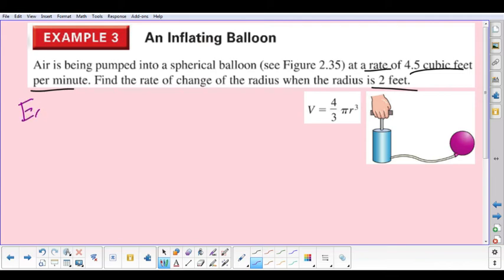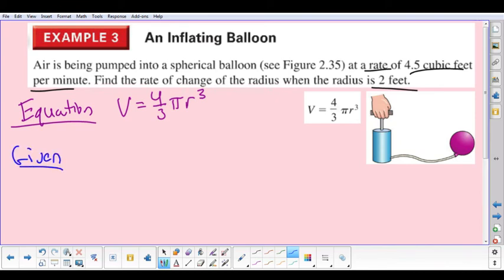Now, your first thing is your equation. You're not given an equation, but we're told that we're pumping up a spherical balloon. The volume of the sphere is V equals 4/3 pi r cubed. This is in either the front or the back of the book if you're looking for that. What are you given? Air is being pumped into the balloon at 4.5 cubic feet per minute. Another way to say that is the volume of the balloon is increasing, because the air increases the volume. So what's changing is the volume, so dV/dt is 4.5, which I'm going to write as the improper fraction 9/2.